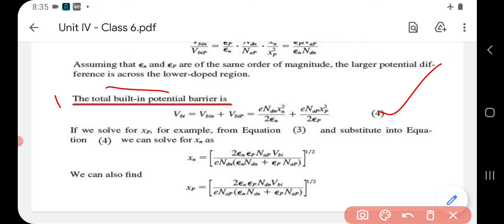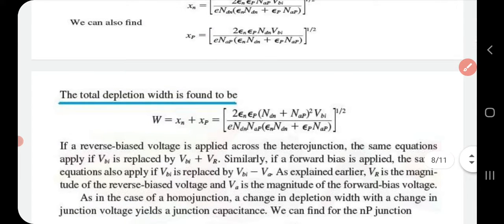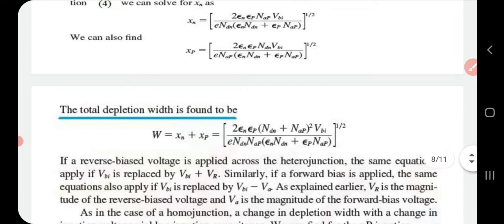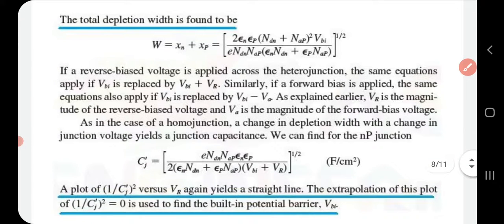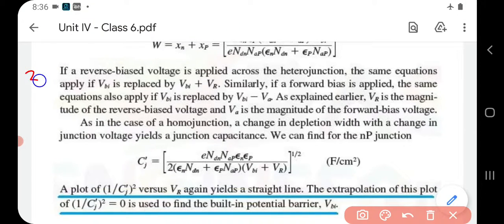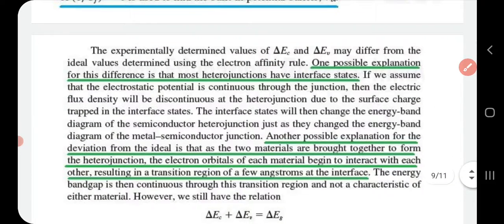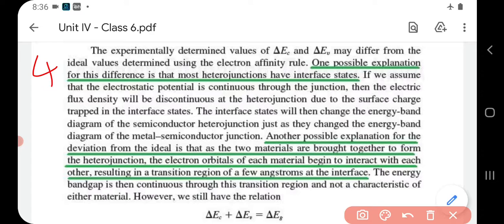That is the first concept that you are discussing in this essay. Then you have to write these two terms, then only you can write this one, the total depletion region width, the second concept. Then what happens when reverse voltage is applied, and what happens when forward voltage is applied, and the expression for junction capacitance, the third concept. Then this is the fourth concept.